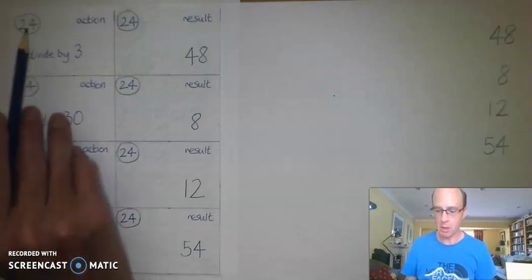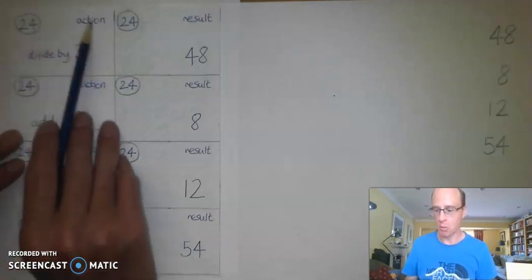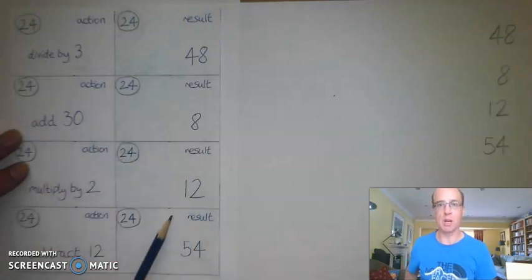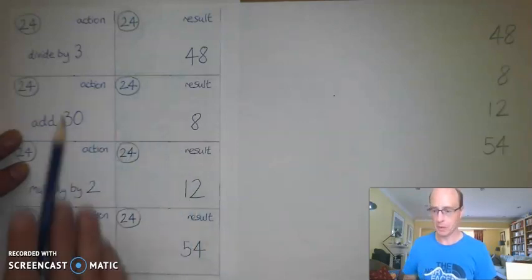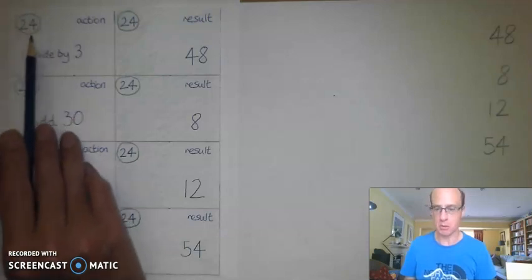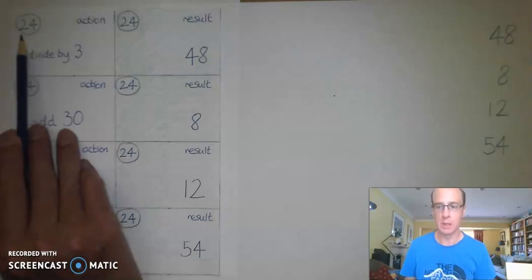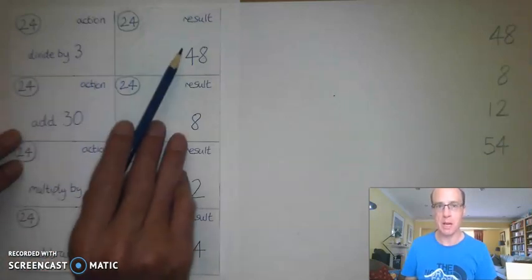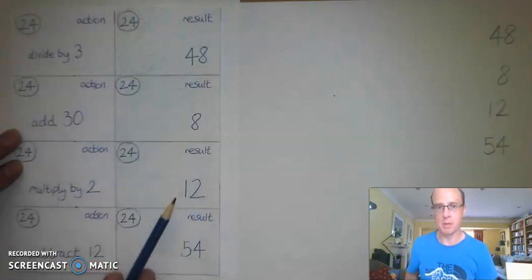And what we're going to do is match one of these action cards with one of these result cards on the right hand side. The number that we've got in the circle is our starting number. So we're going to start with 24 and then we're going to do the action on the card. We're going to try and match that with one of these numbers on the result cards.